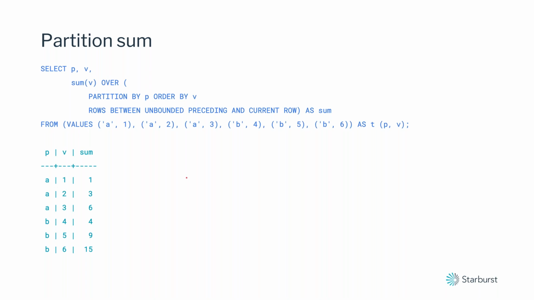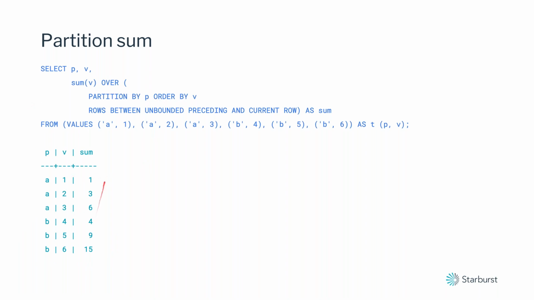You can also combine these with partitioning, and so the window is only for rows within the partition. So we've got our table of 3 A's with 1, 2, 3, and 3 B's of 4, 5, 6. We partition on P, so we'll get a partition of A's and then a partition of B's, and then we say rows between unbounded preceding and current row, and we do that rolling sum again, ordered by V.